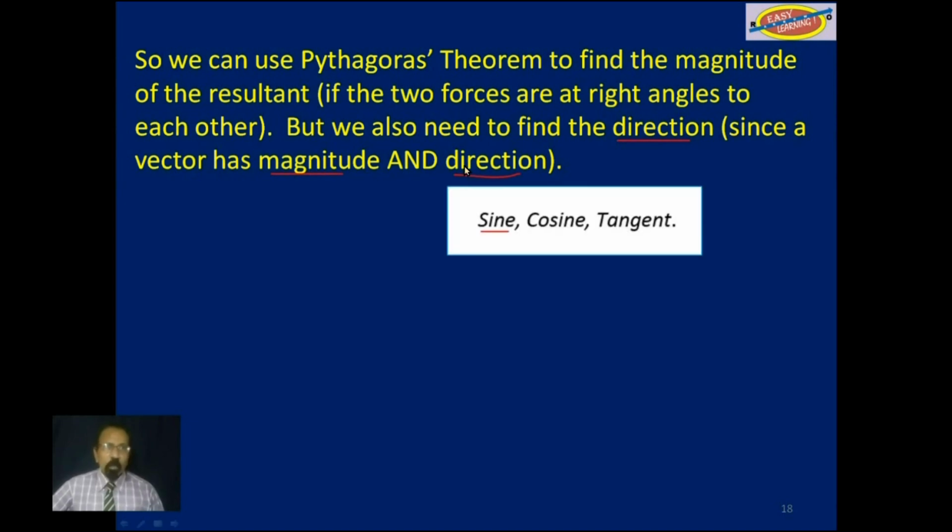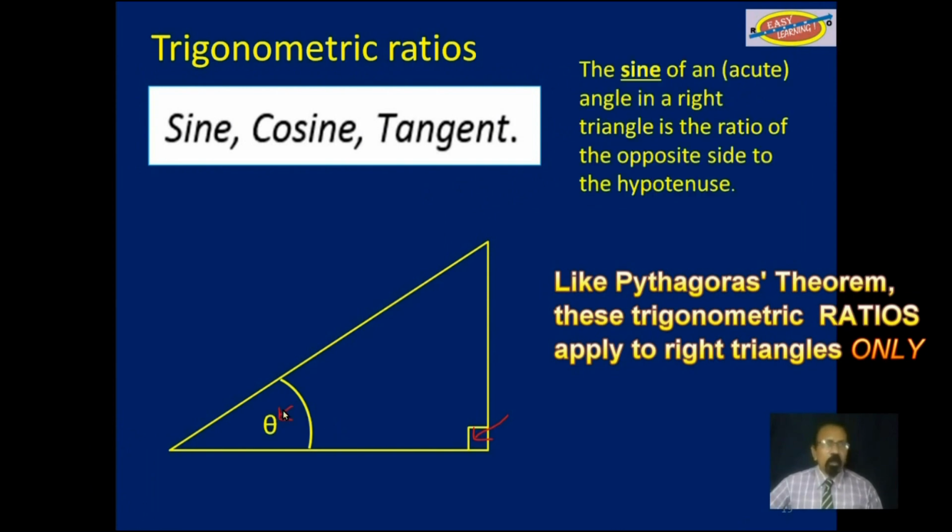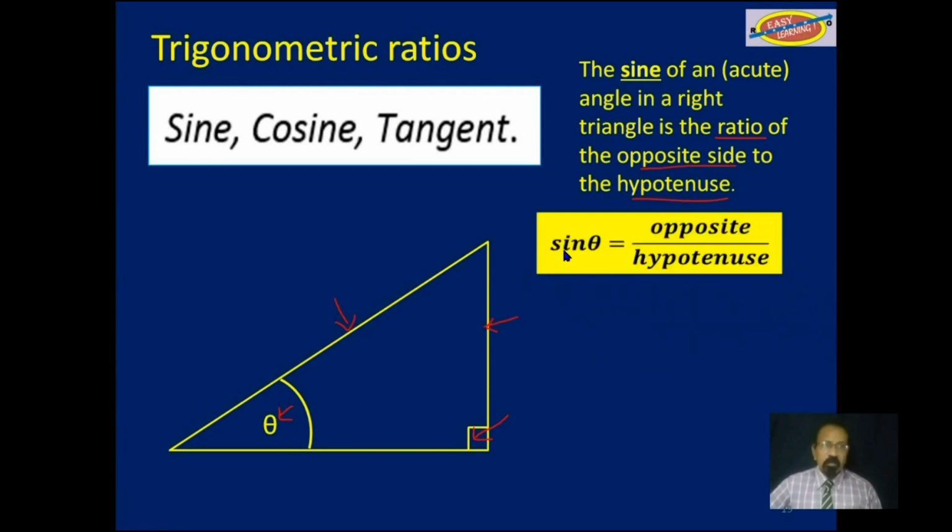So to do that, we could use one of the trigonometric ratios. So we will spend a little time understanding what the trigonometric ratios are. So this is a right angle here. If we consider this angle here, which we will call theta, the sine of this angle is the ratio of the opposite side to the hypotenuse. So you sometimes say it as this: sine theta is equal to opposite over hypotenuse.